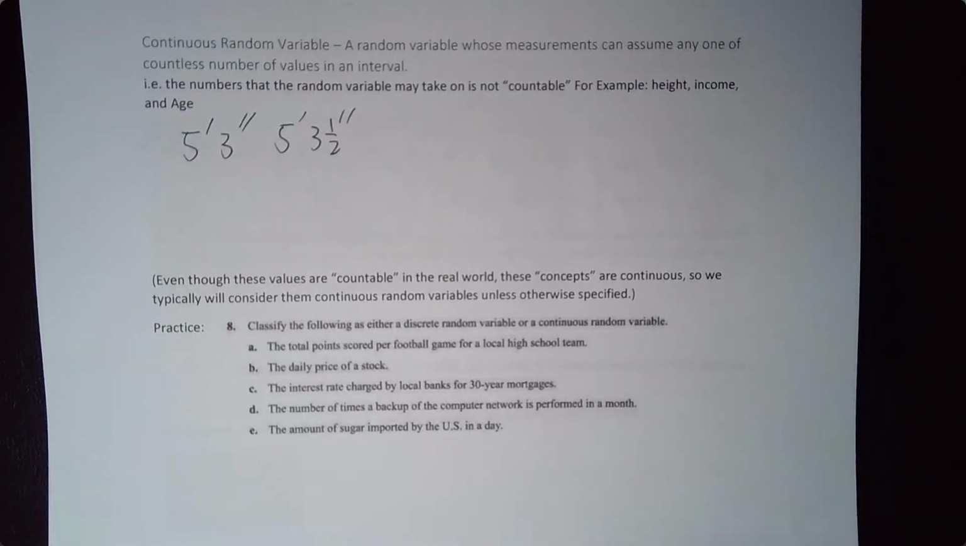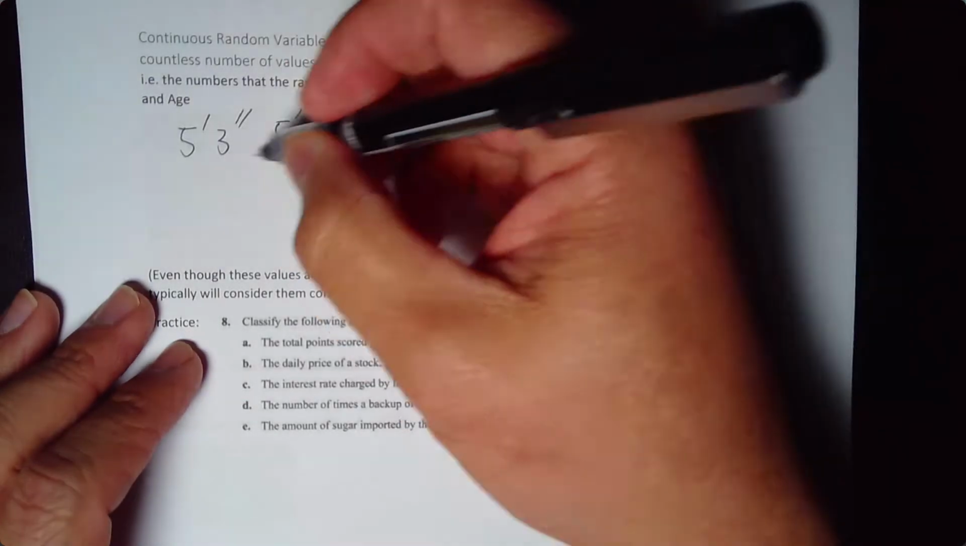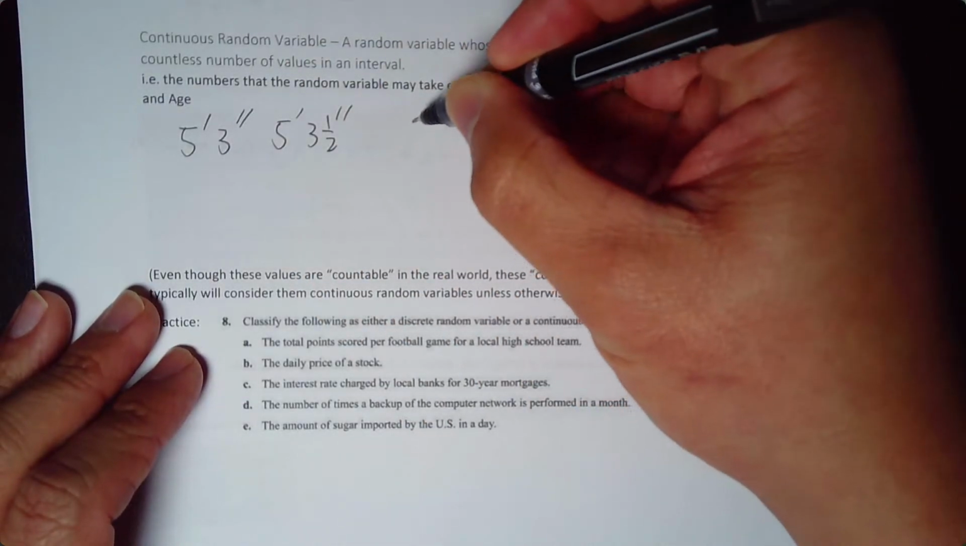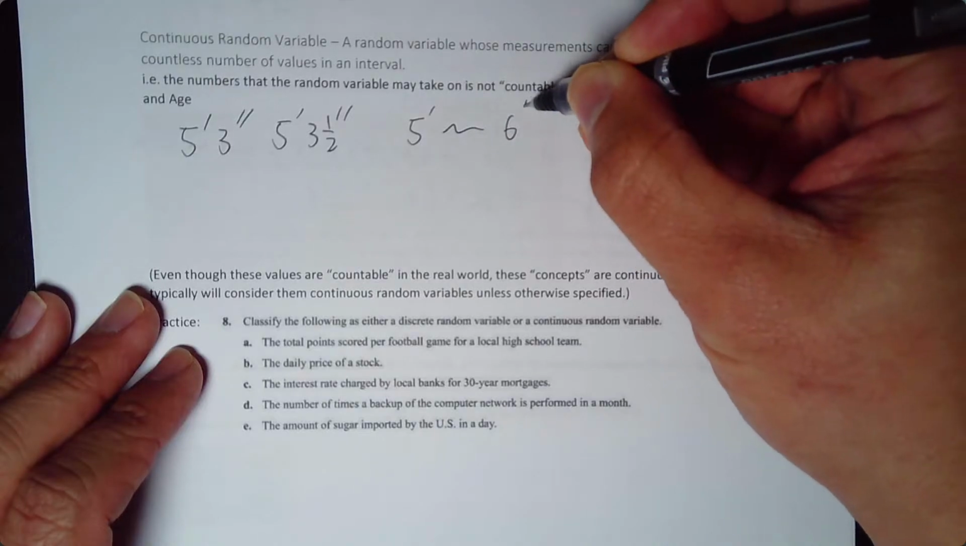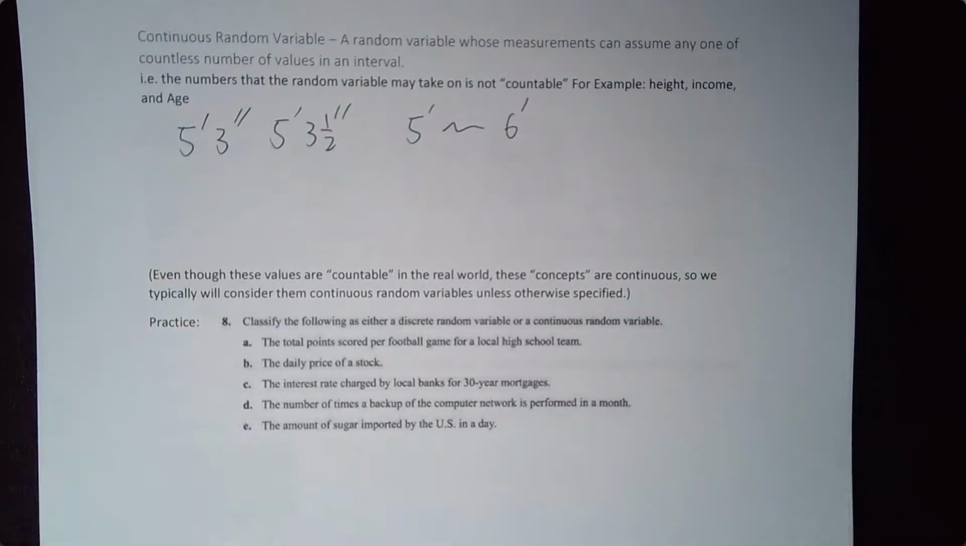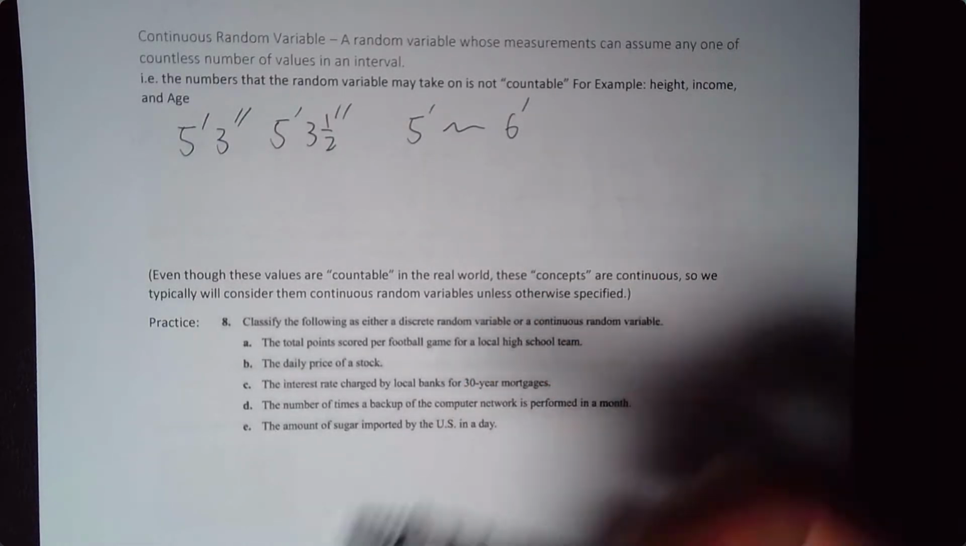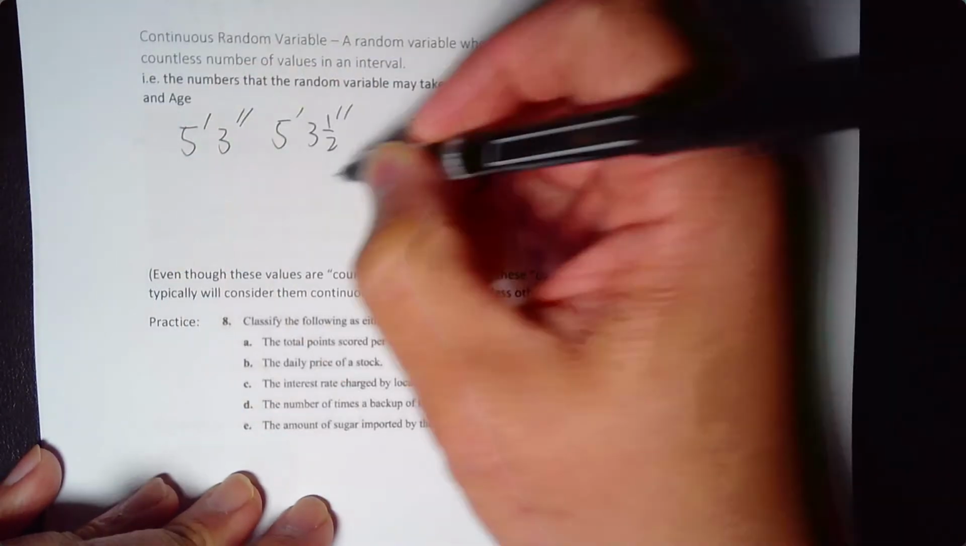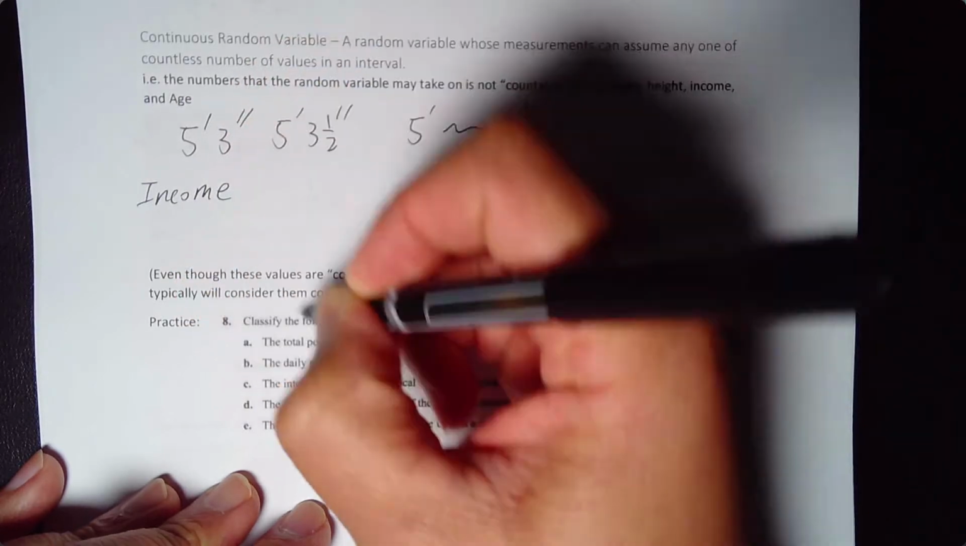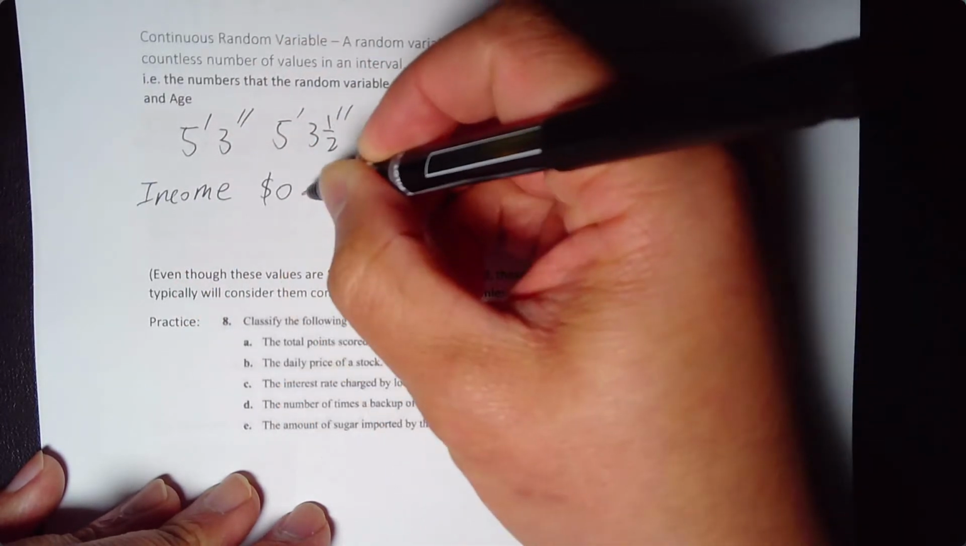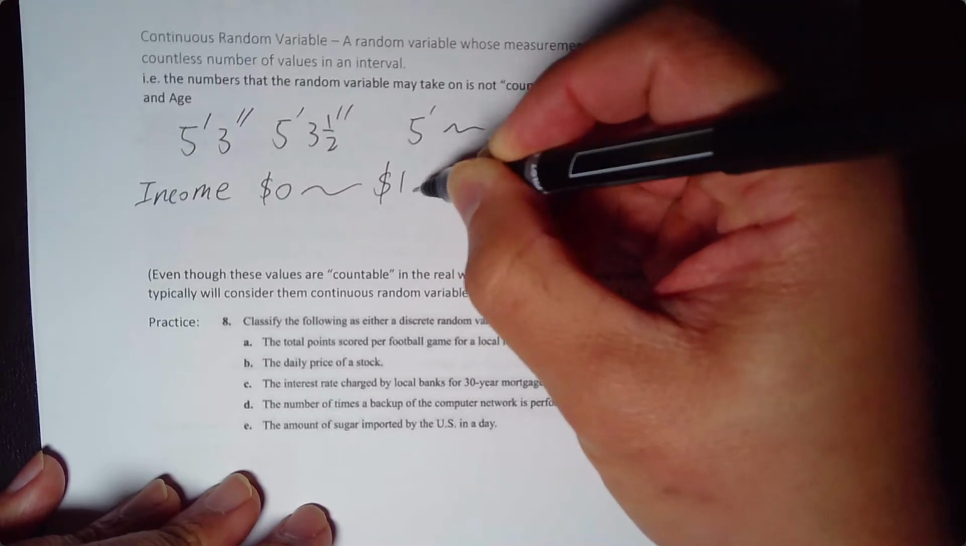But the fact that we're allowing the values that we collect to have multiple values, we're essentially saying it can take on, in theory, any value between 5 foot and 6 feet, for example. Even though we're not going to get that precise in the measurement, we're still going to consider this continuous. Just like income. Income, as a random variable, could be between $0 and all the way to, I don't know, $1 billion.